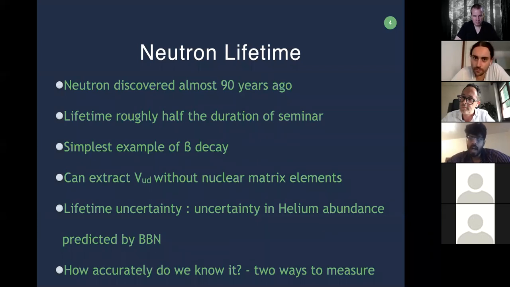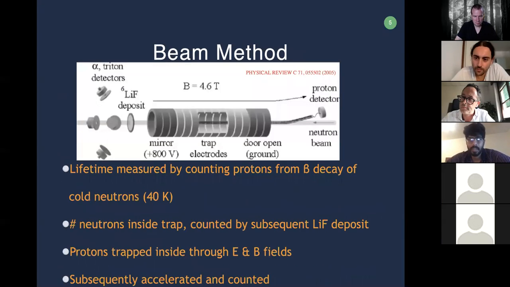The question is, how accurately do we know it? And there are two ways to measure. The first one is the beam method. In the beam method, the lifetime is measured by counting the subsequent protons coming from the beta decay of cold neutrons. When I say beam, please do not think high energy particle physics. These are still pretty cold neutrons, around 40 Kelvin kinetic energy.